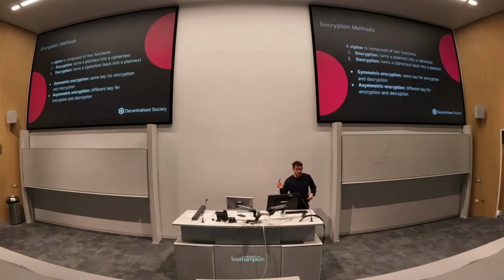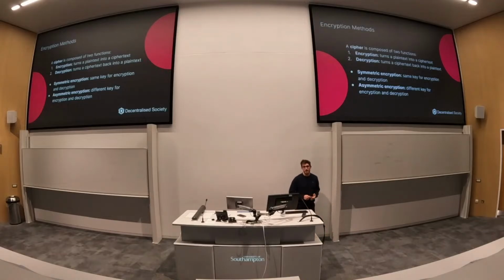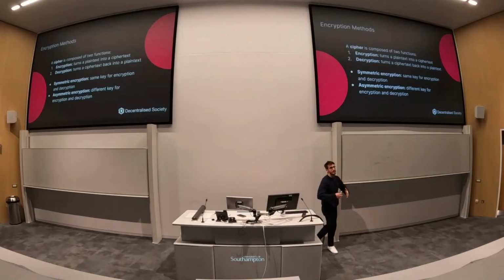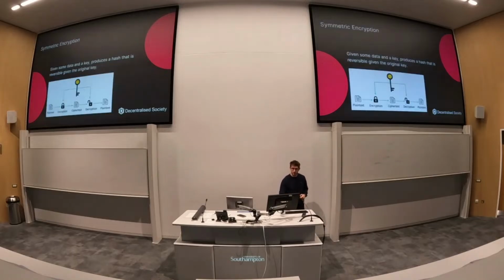Now, there are also two different methods of encryption. The first method we're going to talk about is called symmetric encryption, and symmetric encryption uses the same key for both encrypting data and decrypting data. On the other hand, asymmetric cryptography, which is the second method of encryption, uses different keys. So we don't use just one key, we use two different keys, and we're going to see how that works. So let's start with the symmetric encryption.